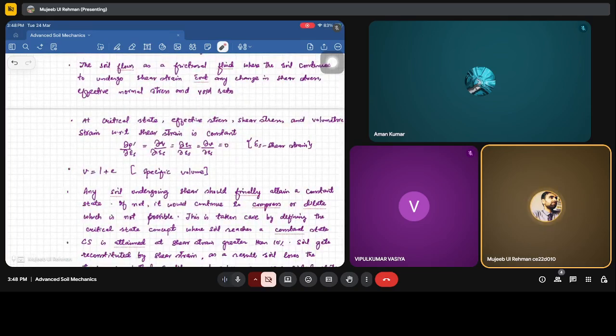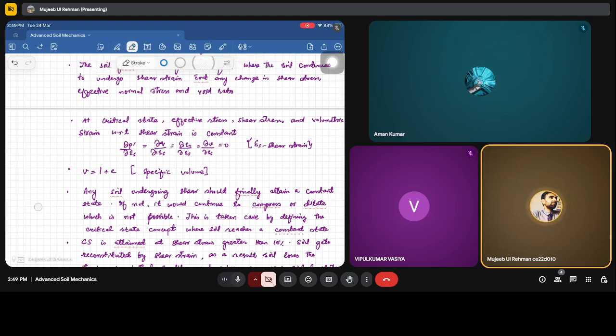Now, another point to discuss is at critical state, effective stress, shear stress, and volumetric strain with respect to shear strain are constant. Like if we see the variation, for example, this is deviatoric stress and strain. So there is no change in the deviatoric stress with the strain. Fine. So the variation of this deviatoric stress with the strain is zero. Similarly, our p' mean effective stress and volumetric strain are not going to change.